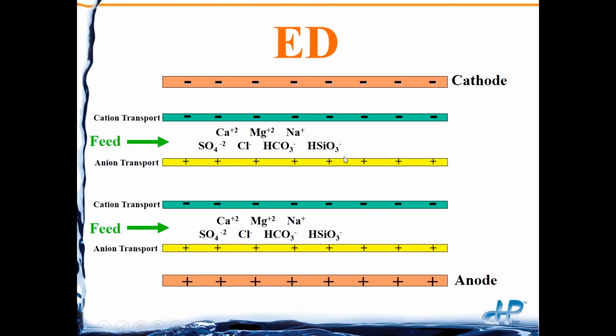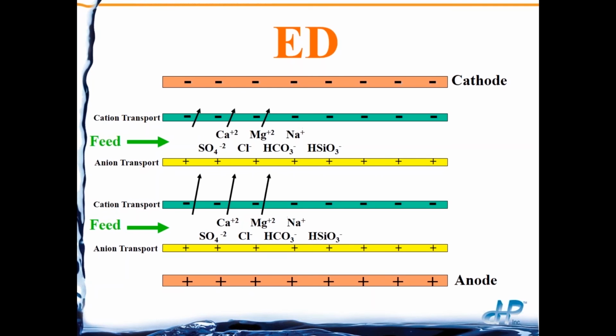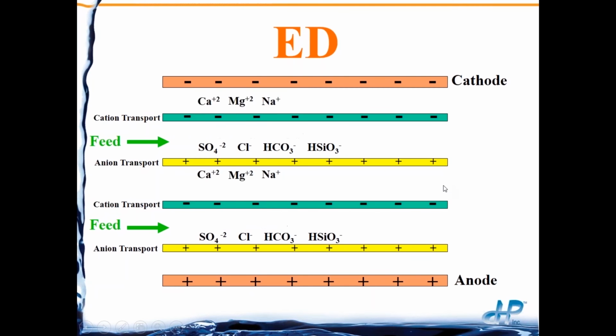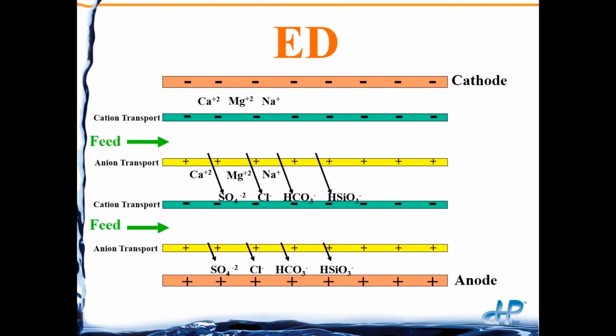So the cations are going to be attracted to the cathode, and we see that since we have a cation transport membrane sheet there, the cations can pass across the cation transport sheet, but then once it gets into this section, it cannot pass through an anion transport sheet, so now it's trapped. Same thing happens with the anions. The anions are attracted to the anode. They can pass through anion transport sheets, but they cannot pass through a cation transport sheet, so they're trapped in there.